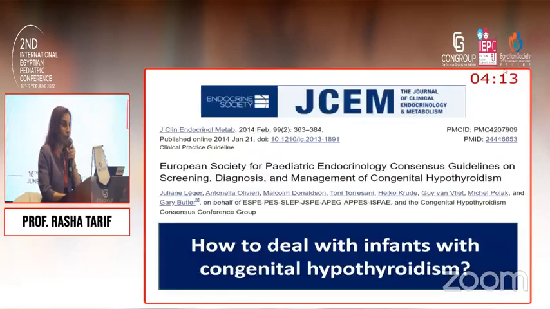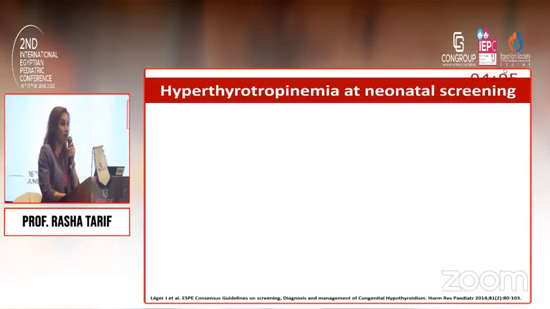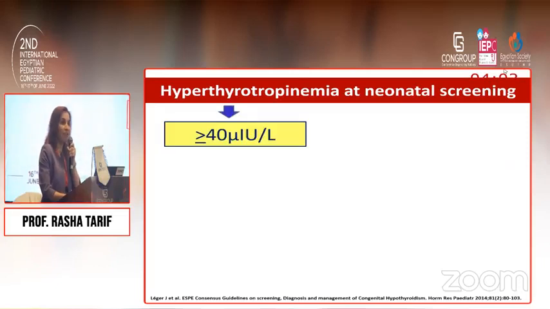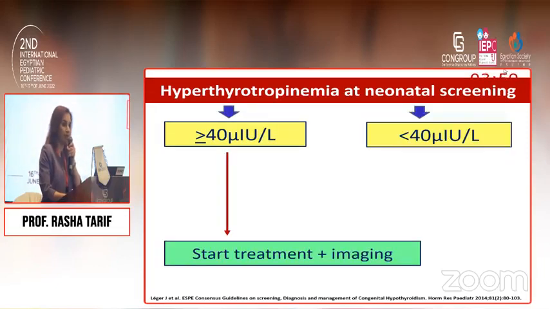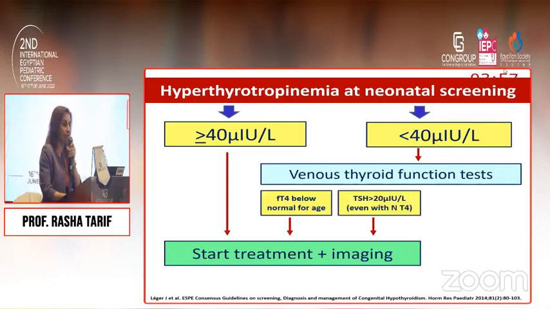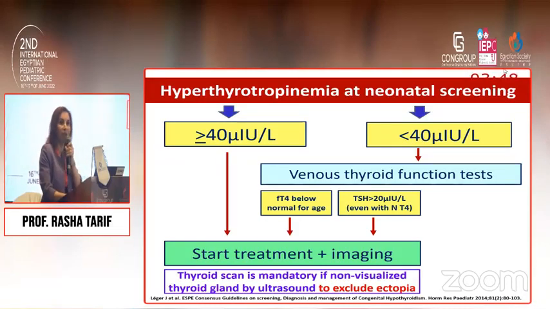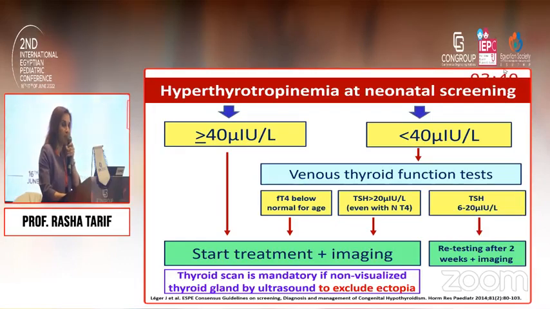So we will wait. And this is the European Society for Pediatric Endocrinology guidelines on how to deal with infants with hypothyroidism. If the TSH is above 40, you have to treat and do imaging. If less than 40, take a venous blood sample. If the T4 is below the normal or TSH above 20, you have to treat. And if you cannot see thyroid gland by ultrasound, you can just do a thyroid scan. If the TSH is from 6 to 20, repeat after 2 weeks. Don't treat, repeat after 2 weeks and do an ultrasound as well.